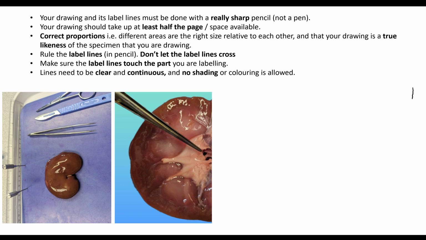So what will they expect you to do in the exam? If they give you a question which is showing you the structure of a kidney, they are more than likely going to test your biological drawing skills. So whenever you do a biological drawing, it's really important that you remember these key notes. You must use a really sharp pencil. You must fill at least half the space that they've given you in the exam. You need to make sure that it's correct proportions.